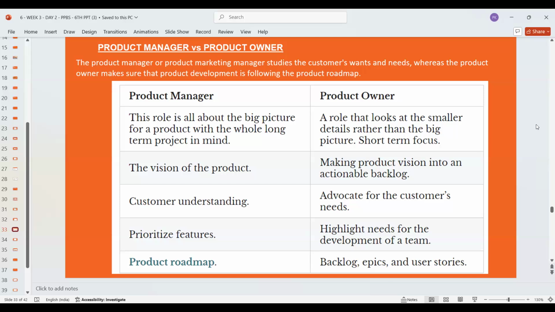So I think we have started on a detailed note about their comparison or differences. Now let's go to each point separately. I'll request each person to read out one statement from product owner and one for product manager, and then we can go one by one. Yeah, please go ahead.